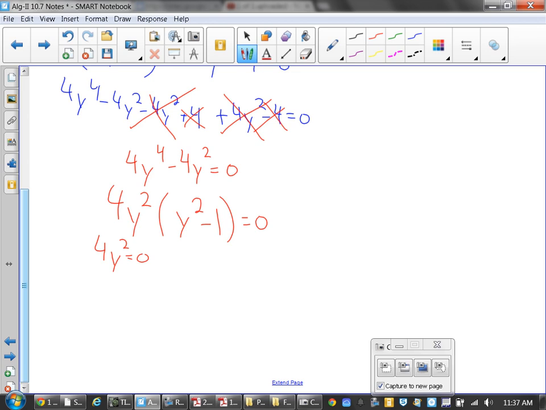Oh, I see what you're doing. So y is 0. Oh, and then y is the square root of 1. Isn't this a difference of squares? Is y squared a perfect square? Yes. Is 1 a perfect square? Yes. Is that a subtraction sign? Yes. Isn't that (y minus 1)(y plus 1)? So your other zeros are at 1 and negative 1? So you have 3 possible y coordinates, which means how many possible x coordinates are you going to have? 3 of them.